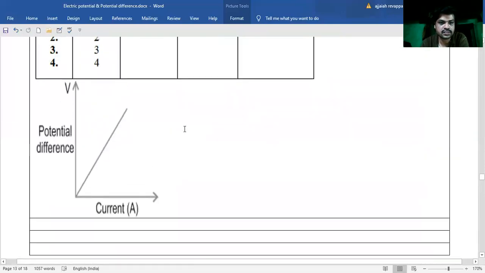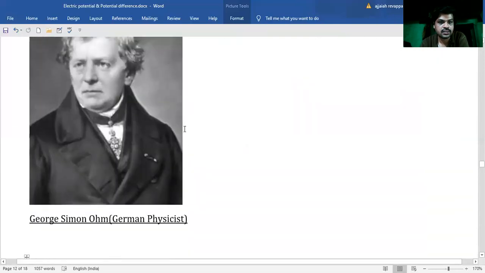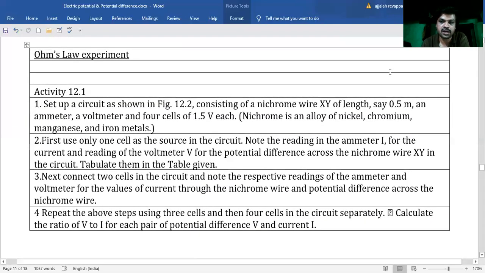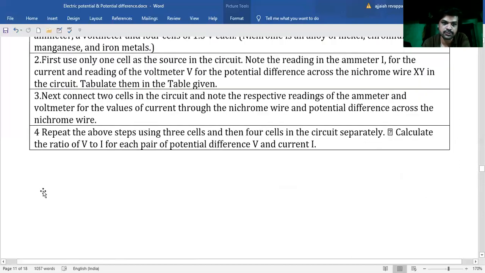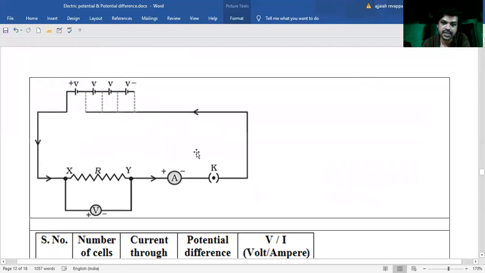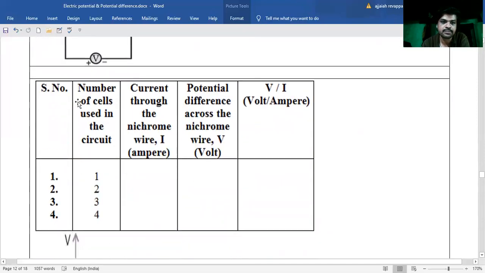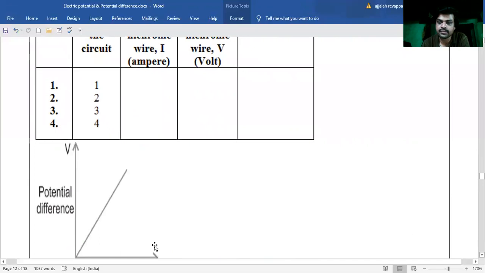See, this question is of 3 marks. 4 points you're supposed to write. Then a circuit diagram, a neat, properly labeled circuit diagram. Then a tabular column. You need not enter any values here. And a graph. Okay, fine.